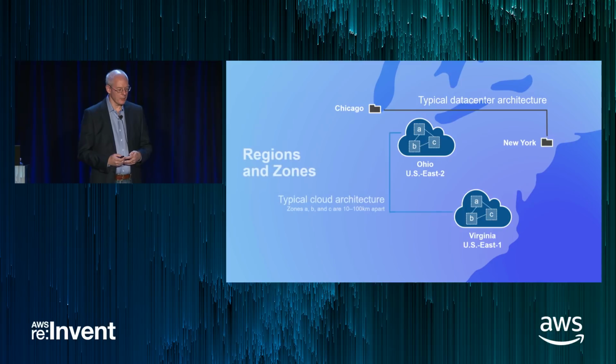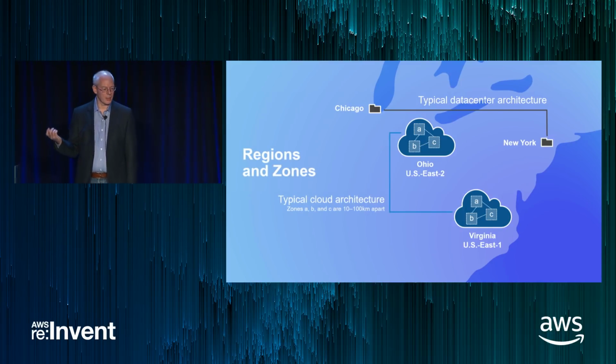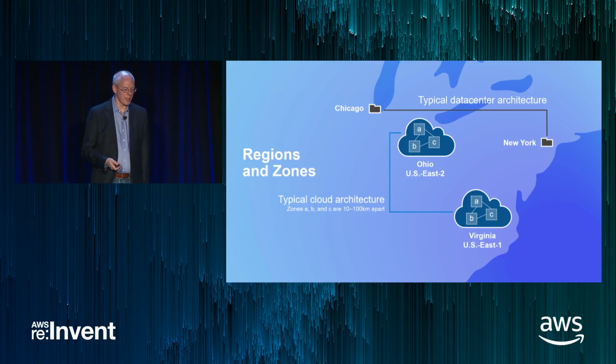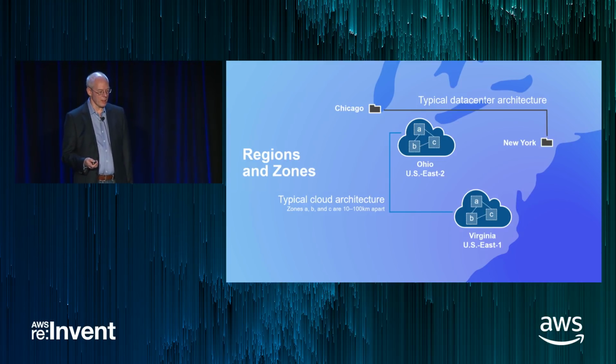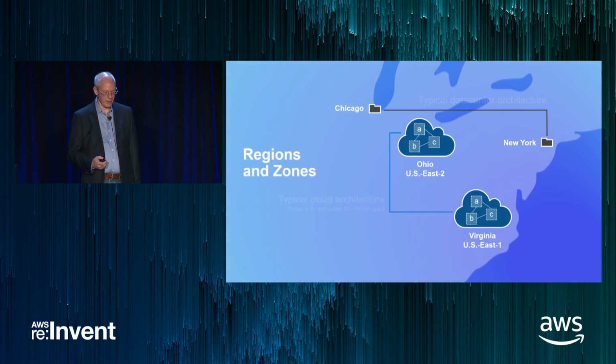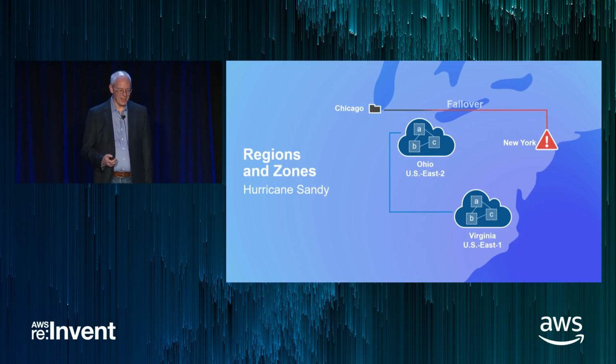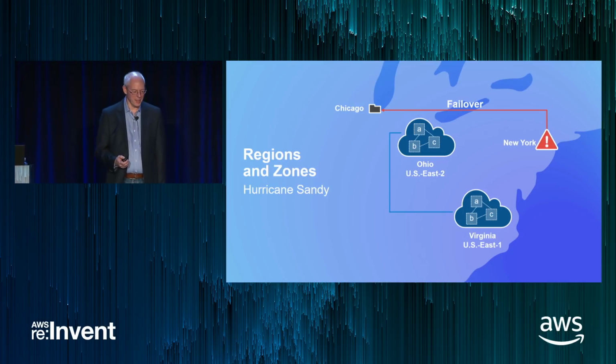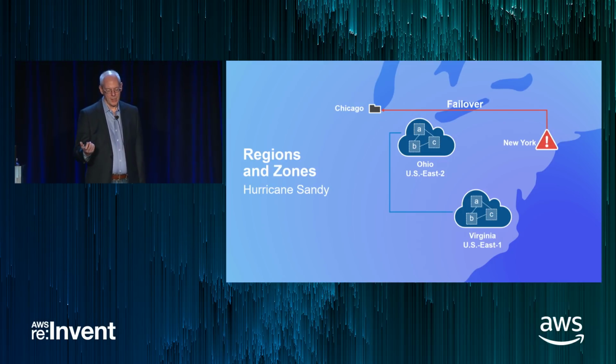If we look at the way we do regions and zones, let's look at a data center architecture. We have New York, and we have a backup data center in Chicago, and on the cloud architecture, we'd typically use 3 zones, say in Virginia, and 3 zones in Ohio would be kind of our equivalent. And a very topical thing this year, let's have a hurricane. There we go. Oh dear, we flooded the New York data center. So we fell over to Chicago. So that's a fairly typical scenario.